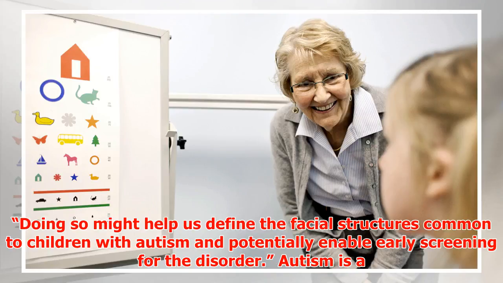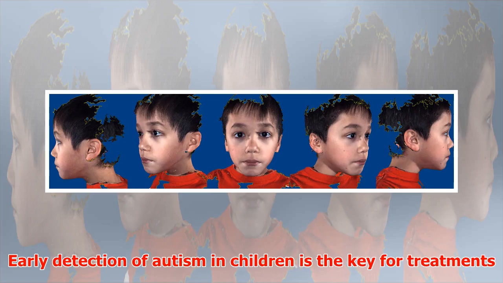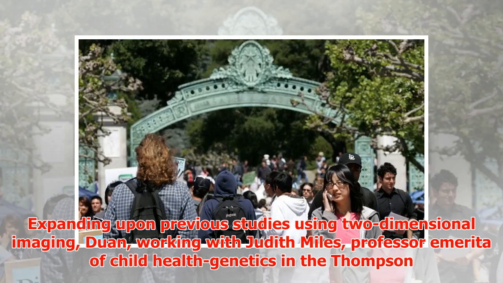Autism is a spectrum of closely related disorders diagnosed in patients who exhibit a shared core of symptoms, including delays in learning to communicate and interact socially. Early detection of autism in children is the key for treatments to be most effective and produce the best outcomes.